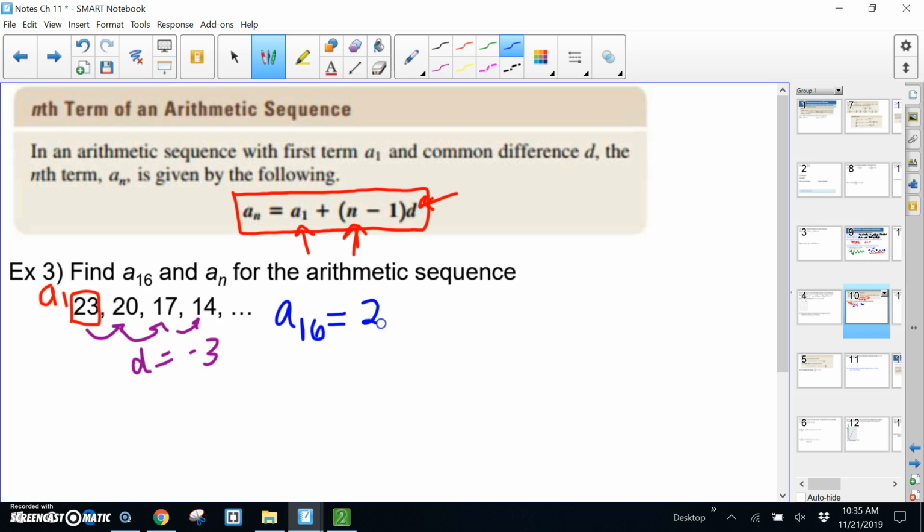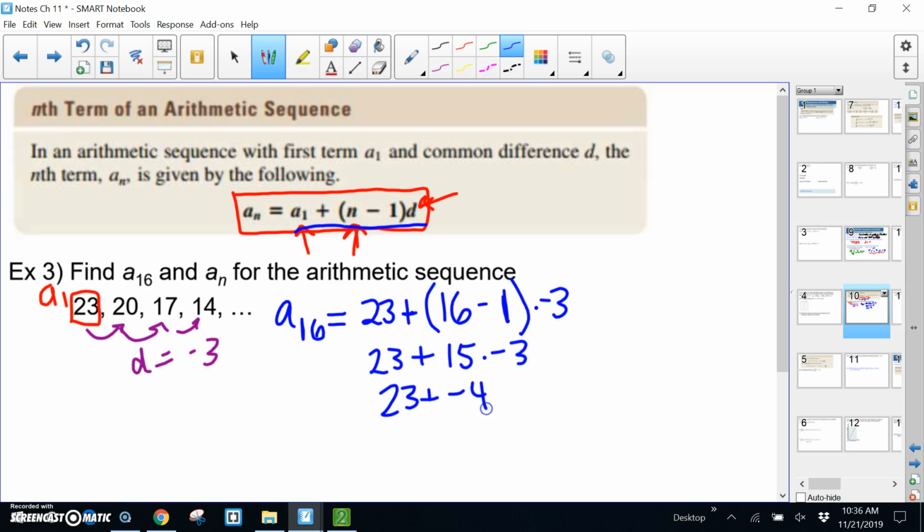I've got a1, which is 23, plus, just look at your formula here, in parentheses you've got n, and that must be 16, minus 1 times the d number, which d is negative 3. So let's clean this up. That's 23 plus 15 times negative 3, or 23 plus negative 45, which is negative 22. So a sub 16 equals negative 22, or in other words, the 16th term in that sequence is negative 22.